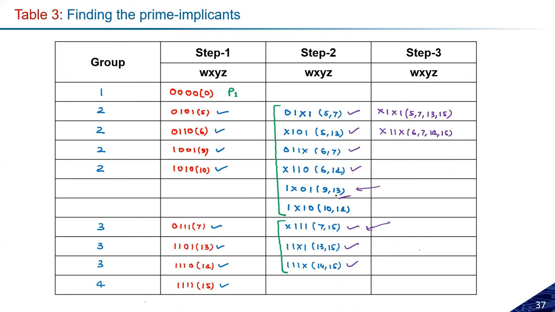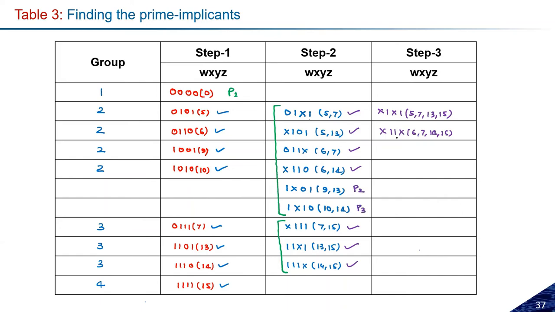I cannot make a pair with any of 9, 13 with group 3. Similarly, 10, 14 cannot make a pair with any of this group 3. Okay, so now if you see 9, 13 and 10, 14, we are unable to make a pair with the next group. So now this becomes the next prime implicants. So this becomes prime implicant 2 and this becomes the prime implicant 3.